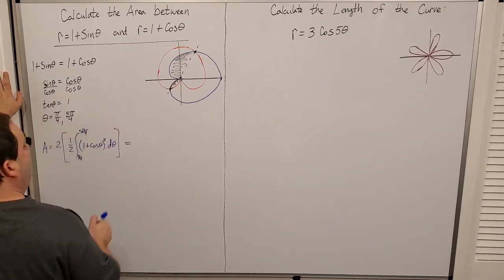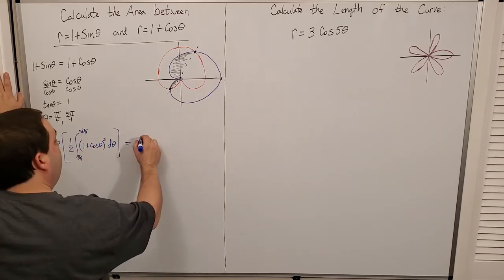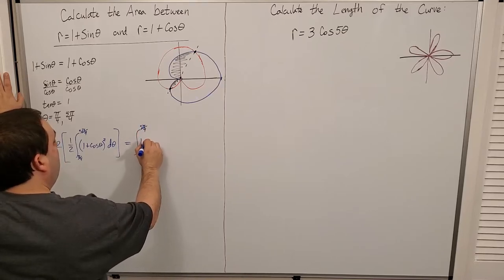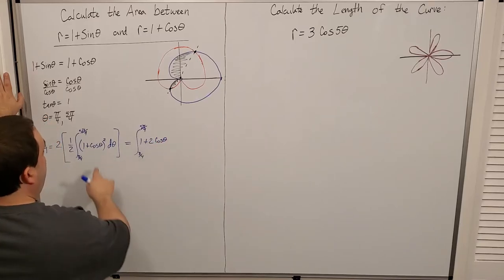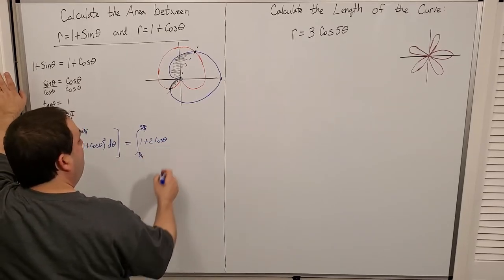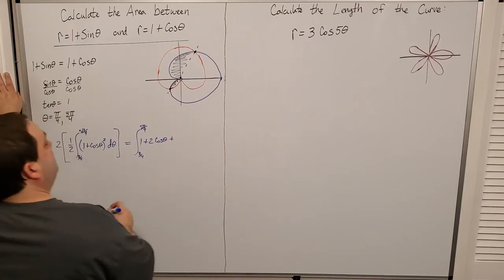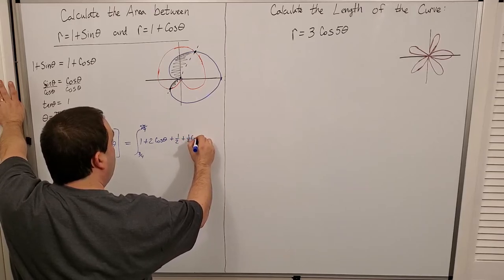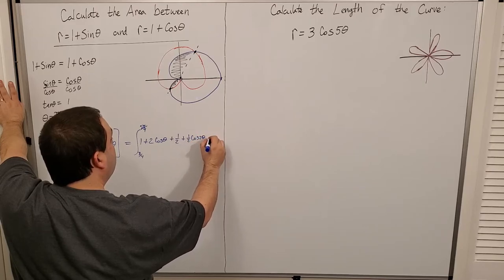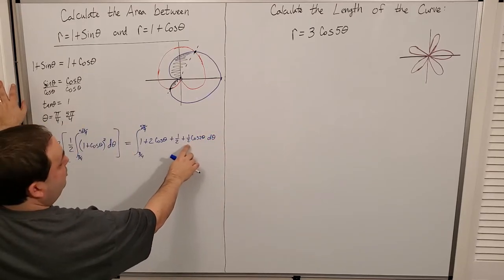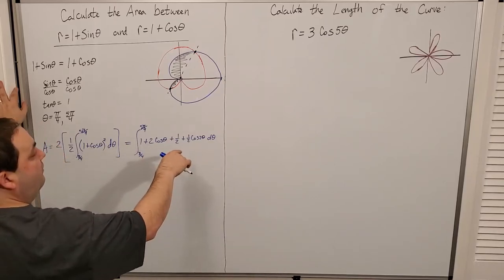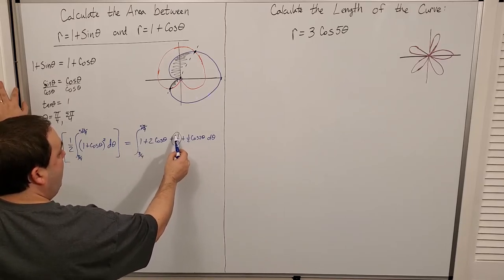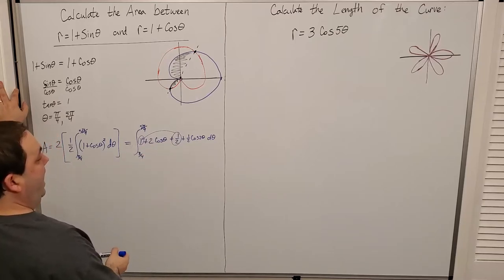Okay, so the 2 and the 1 half, of course, wipe out. And of course, I've got to integrate this by spreading it out. That's going to give me 1 plus 2 cosine theta, and I'm going to have cosine squared, but remember, that's going to be plus 1 half of 1 plus cosine 2 theta. What I did was just distribute the 1 half. And what that'll do is make it easy for me. I'm going to add the 1 half and the 1 here and get 3 halves.